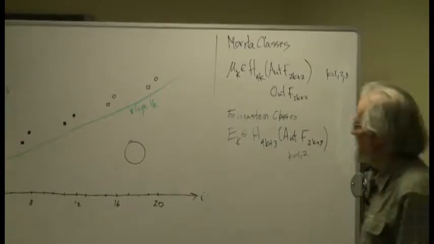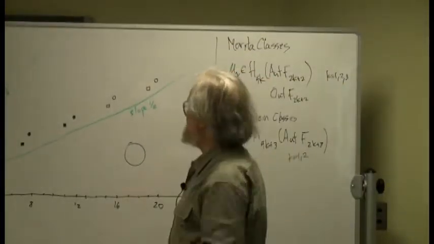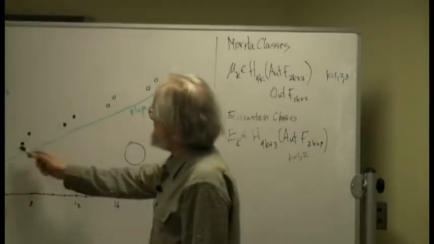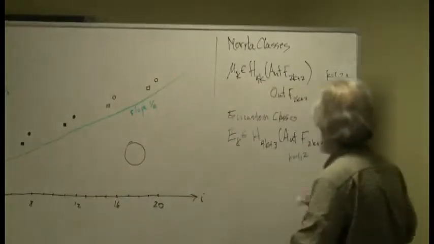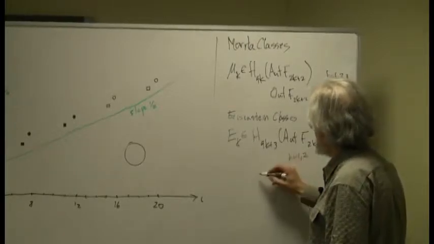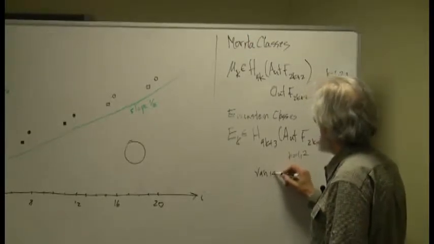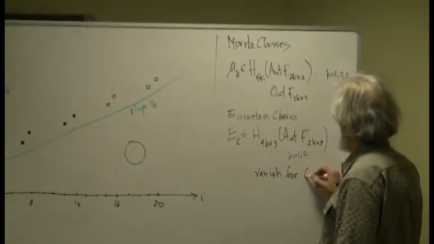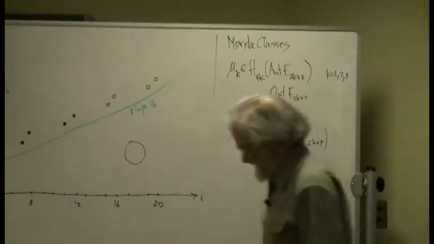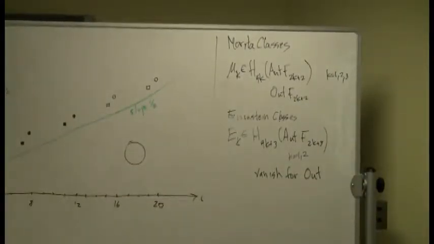So one thing to notice is that these families, I should say over here, vanish when you pass to Out. They only have a chance of being non-zero in the Aut case.